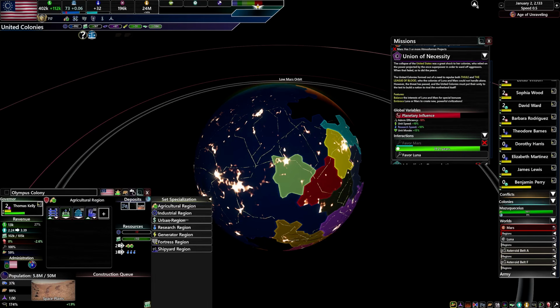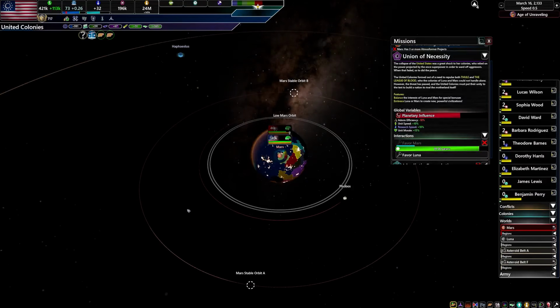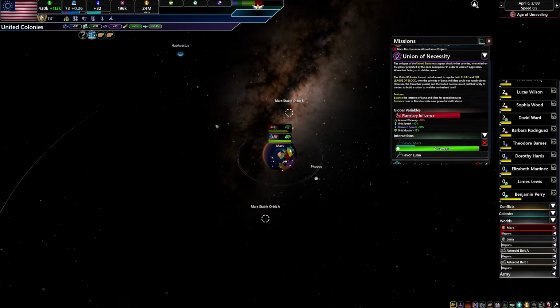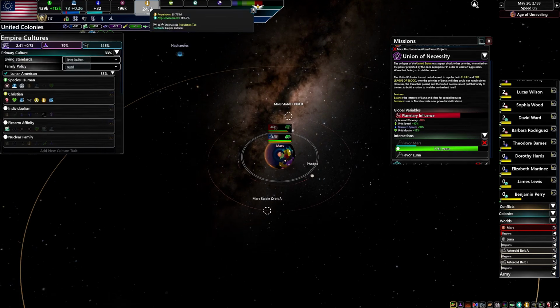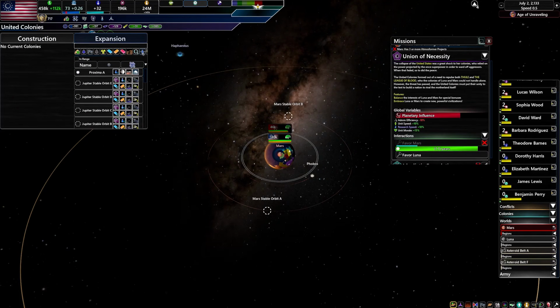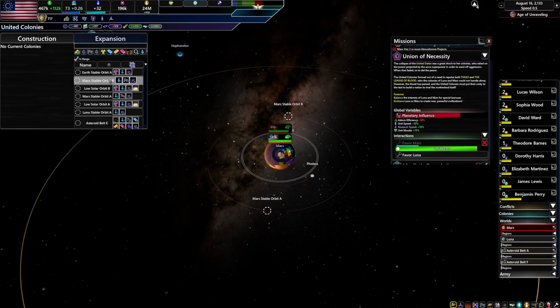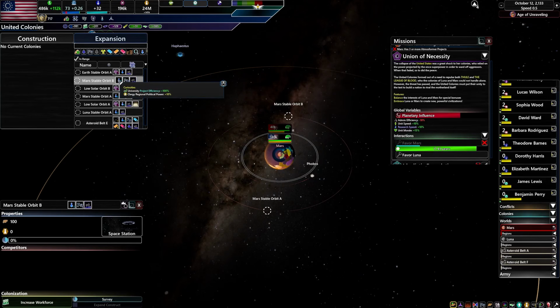Here is an interesting situation. I've built up all of the factories that I can here, all the universities I can, and I'm still only getting 4. But I want more, and you can get more. You just have to look for it. So I'm going to use the expansion planner to find something with a lot of these that's close. So I can see that Mars Stable Orbit B has a really good amount of curiosities.